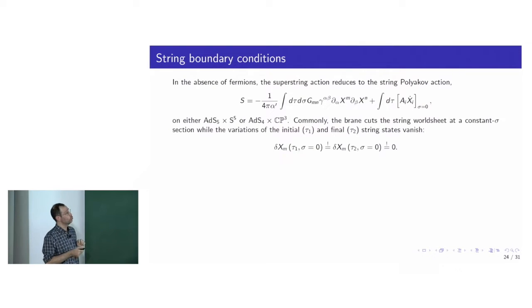I first have to remove the fermions, so I only consider bosonic strings. And the action of the string sigma model on either AdS5 × S5 or AdS4 × CP3, in the absence of fermions, reduces to the Polyakov action. And here we also have a flux on the boundary, which couples to the string action by means of this boundary term. And one can vary this action.